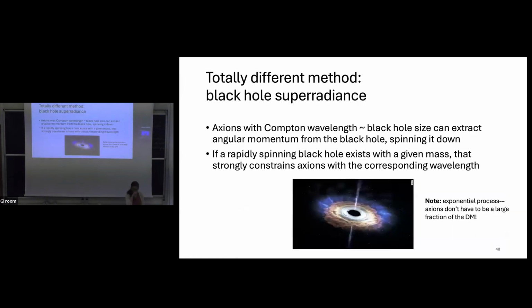Okay, and then I'm going to talk about one more of these astrophysical indirect searches, which is looking at black holes. So there's something called black hole superradiance. Has anybody heard of superradiance before? Does anybody know what that means?